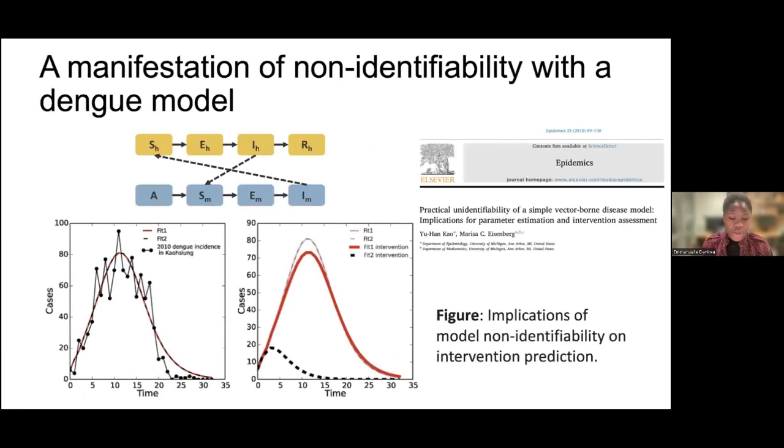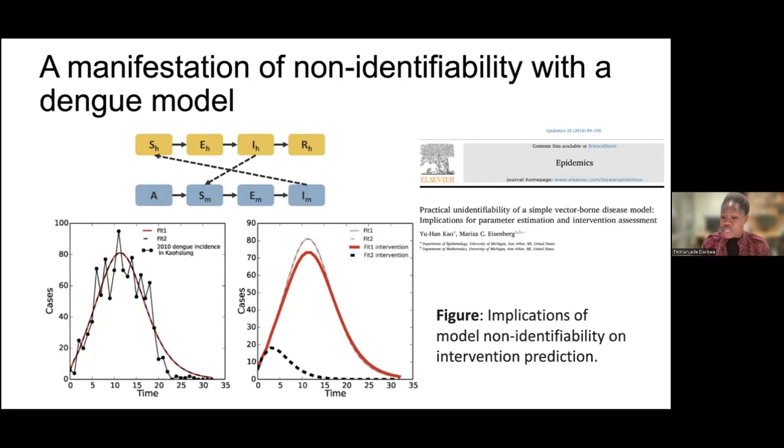It's a really wonderful example by the paper by Kyle and Eisenberg. And what they do is look at identifiability of a dengue model. So on top, you see the compartmental model structure of this dengue model. And to your left, in the graph to your left, you see two fits, fit 1 in red and fit 2 in black. And these are two parameter sets that produce similar fits to the observed data.